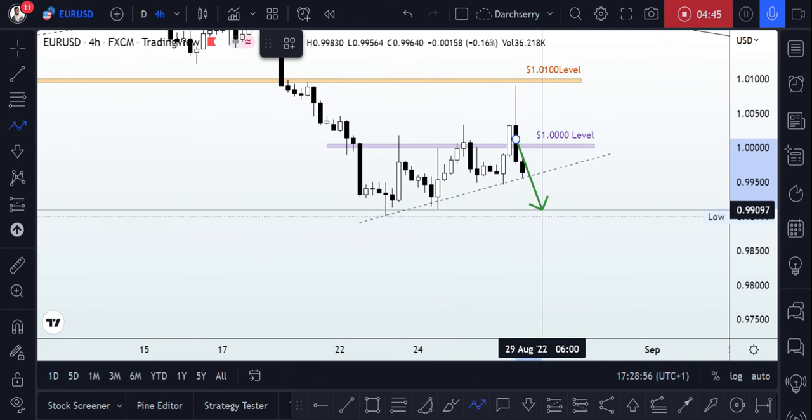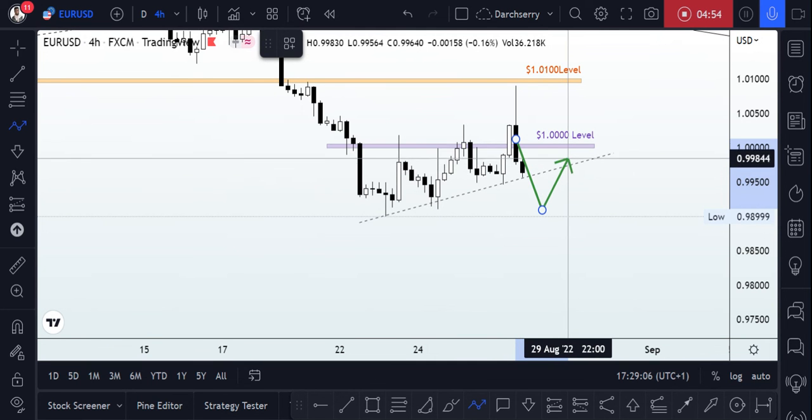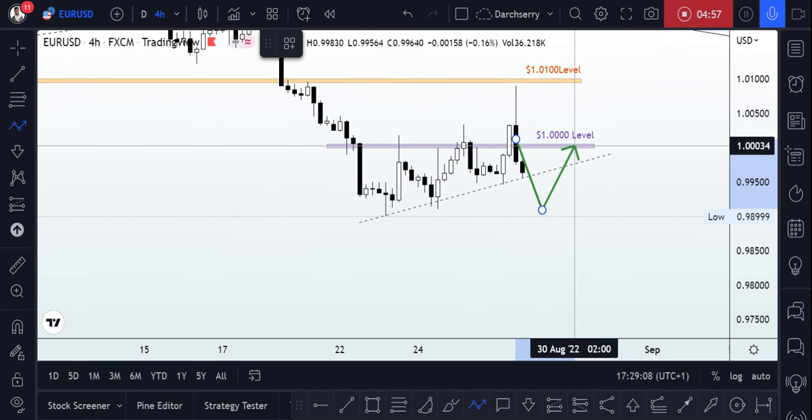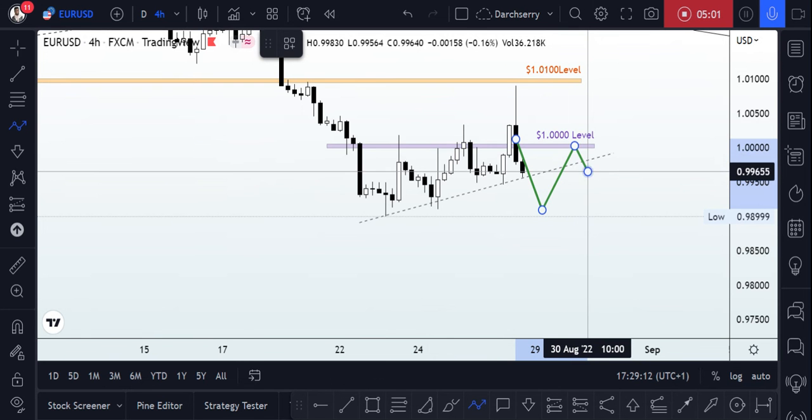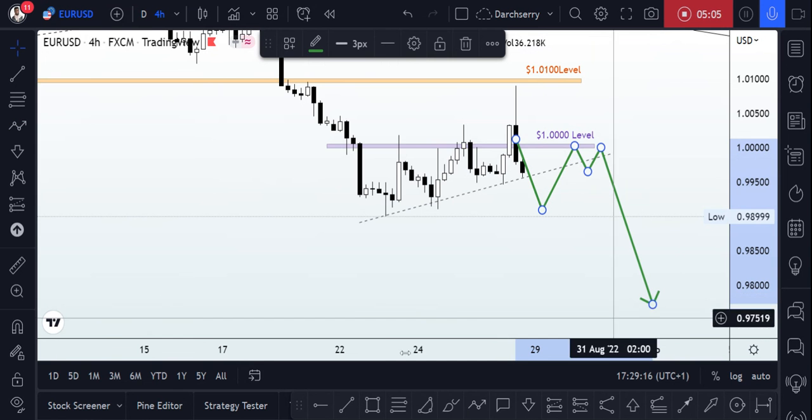If I say breakdown of this bullish trend line, then I want to see this as a signal. But remember, we are not getting too excited. We want to wait for further confirmation in the form of either a retest of this bullish trend line or a retest of this 1.00 level, where we'll be looking for patterns on lower time frame that will support a trend continuation to the downside.